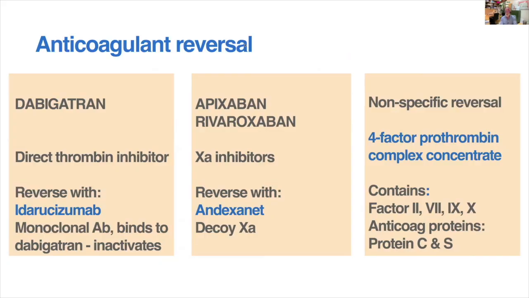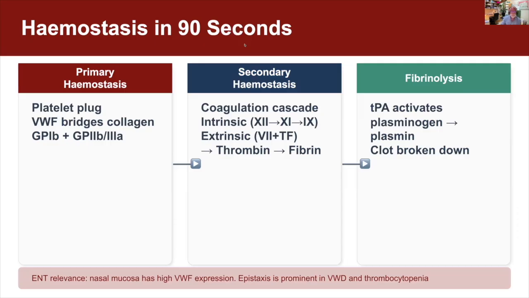In terms of reversing anticoagulants, which you may have to do, dabigatran, you use something called idarucizumab, which is a monoclonal antibody. It binds to dabigatran, inactivates it. Apixaban and rivaroxaban, we reverse with something called andexanet. It's a decoy 10A. And then for non-specific reversal, you've got the 4-factor prothrombin complex concentrate, which contains factors 2, 7, 9, and 10, along with protein C and S.